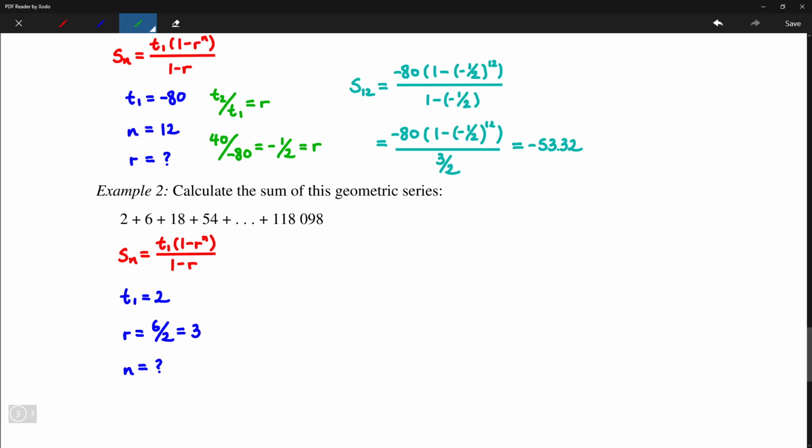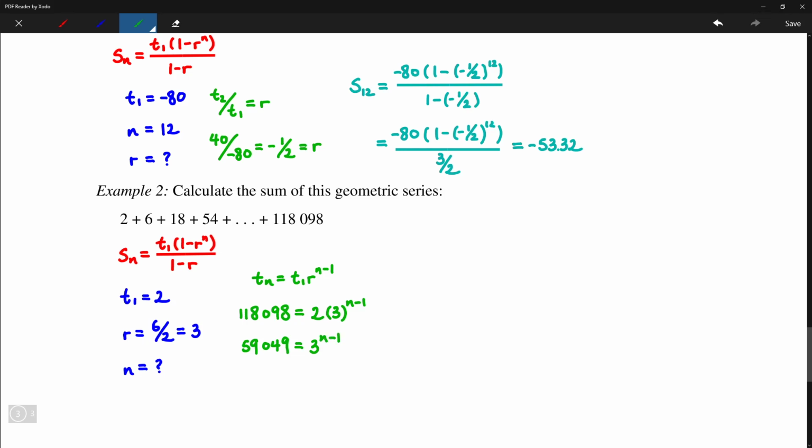So we know that the nth term is equal to the first term times r to the n minus 1. So the nth term, and that is the last term in this case, is 118,098. And the first term, of course, is 2, and then r is 3, and then n minus 1. So we could divide both sides by 2, and we'll get 59,049 on the left-hand side. On the right-hand side, we have 3 to the nth minus 1th power.